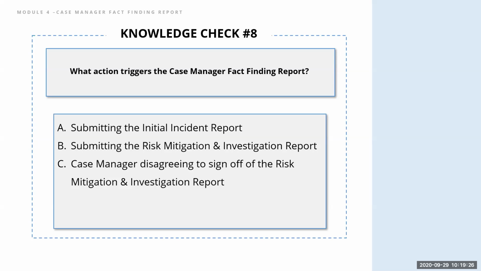And that is, what action triggers the case manager fact-finding report? Is it A, submitting the initial incident report, B, submitting the risk mitigation investigation report, or is it C, case manager disagreeing to sign off on the risk mitigation and investigation report? So I'll go ahead and launch that polling question for everyone.